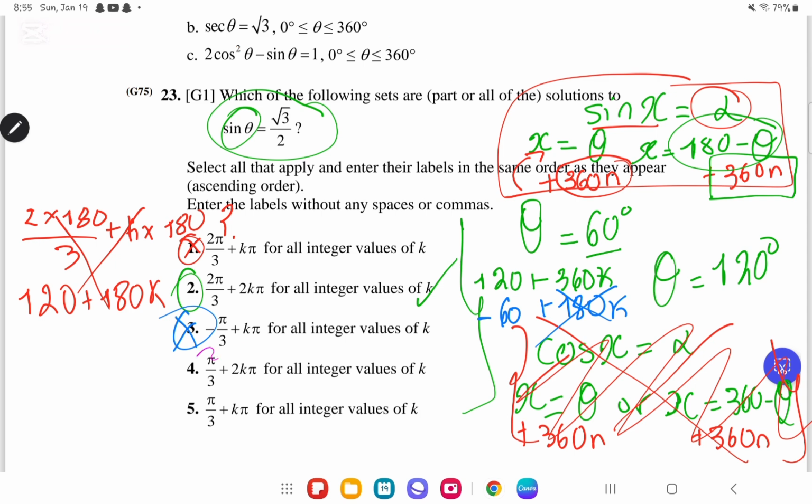Number 4, they told us it is 60 plus 2 times pi, 360k. So it is theta, which is 60, plus 360 rotation. So 4 is definitely possibly an answer. And last but not least, it is 5. So 5 is then 60 plus 180k, which again is wrong.